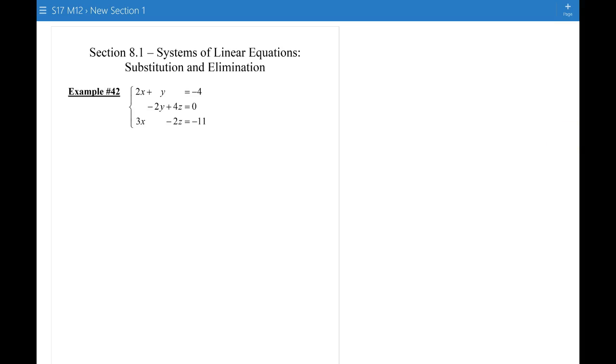So we have three equations with three unknowns. You have to have some kind of systematic way of doing this so that you don't start going in circles. So I'm going to look at the first two equations. I'm going to number them 1 and 2, and I'm going to eliminate the y. So I'm going to multiply the first equation by 2 and have 4x plus 2y equals negative 8.